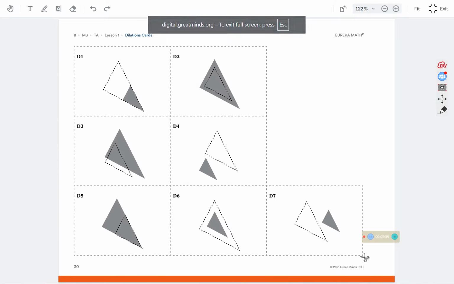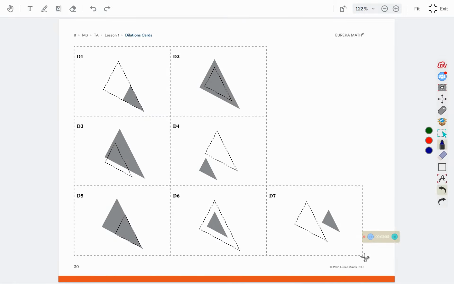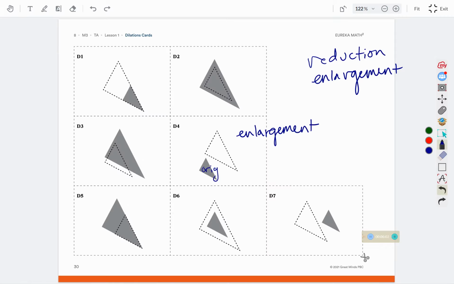There are two different types of dilations. One is called a reduction, and the other is called an enlargement. If the gray is the original, is this dashed triangle a reduction or an enlargement? It is an enlargement because it is larger than the original. If the dashed line is smaller than the gray original triangle, we would consider that a reduction.